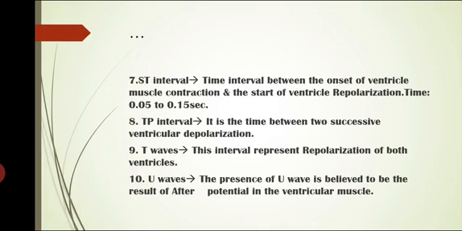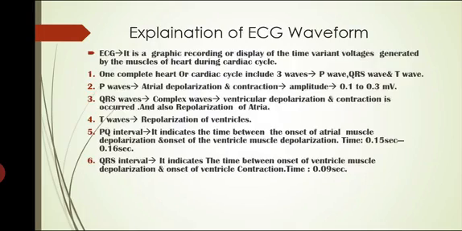Next, the TP interval. It is the time between two successive ventricular depolarizations. T wave: this interval represents repolarization of both ventricles. U wave: the presence of the U wave is believed to be the result of after-potentials in the ventricular muscles, and this is considered a reference before the start of the next heart cycle.